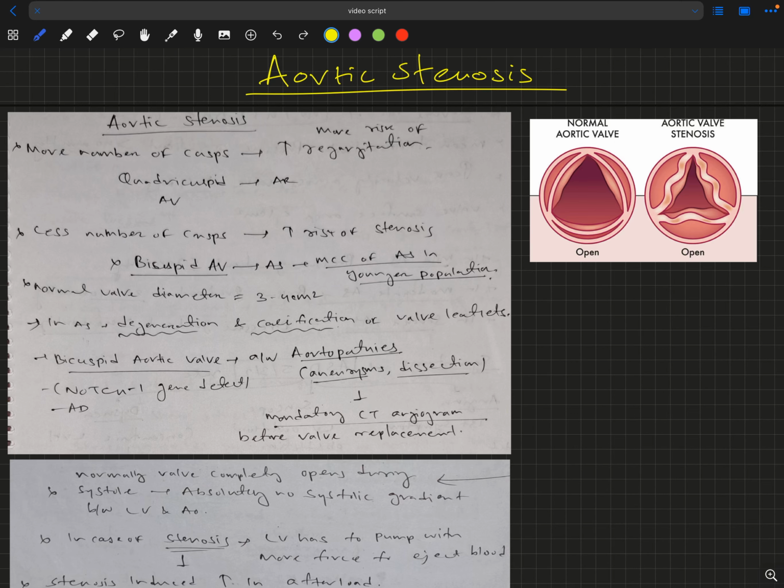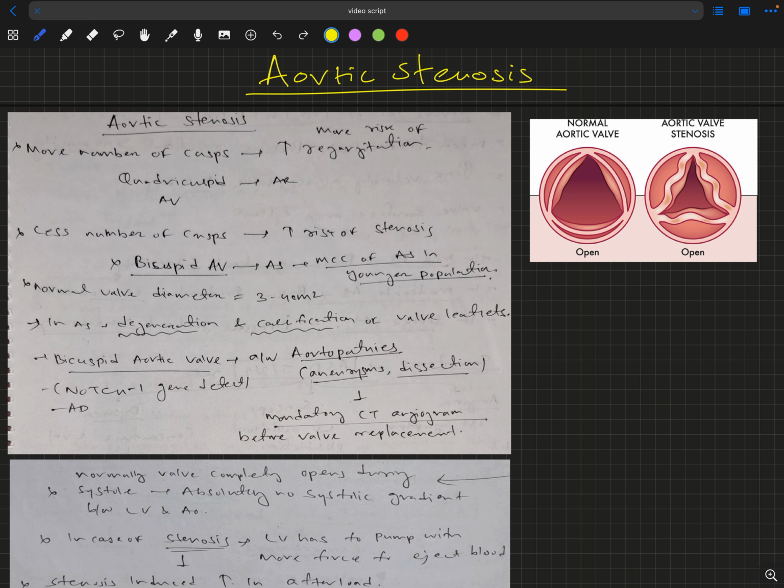In this video, we are going to discuss aortic stenosis. Aortic stenosis means the valve is stenosed. That means that the valve doesn't open properly during systole, so the left ventricular outflow tract is obstructed. That leads to increased pressure inside the left ventricle.